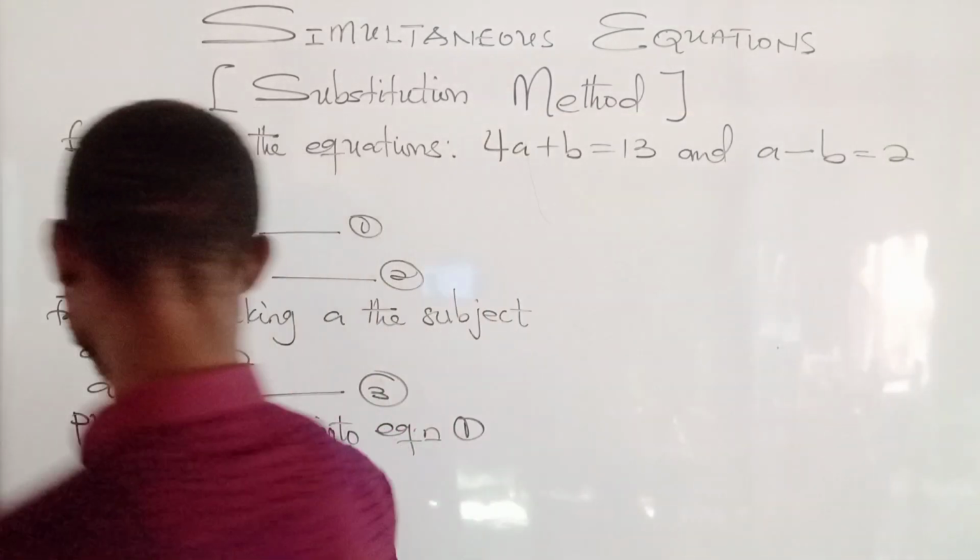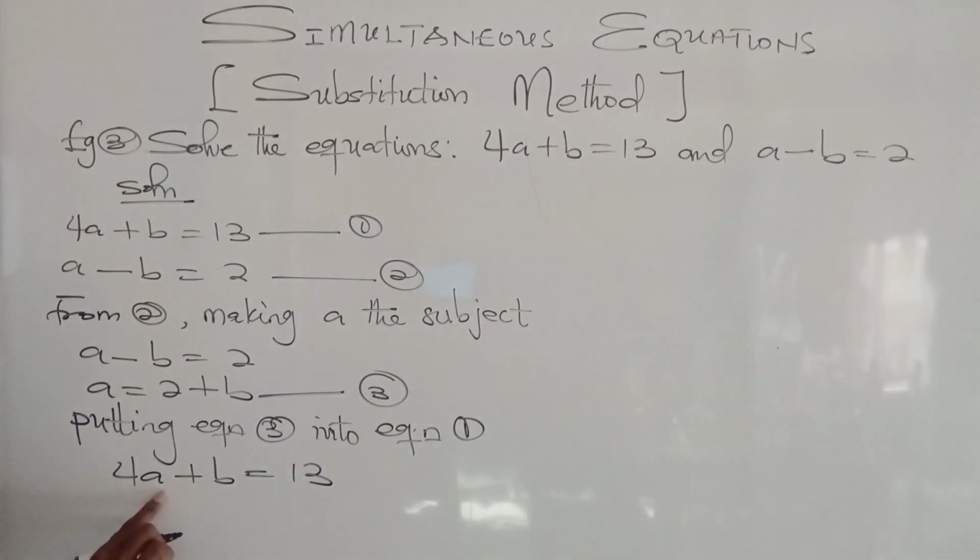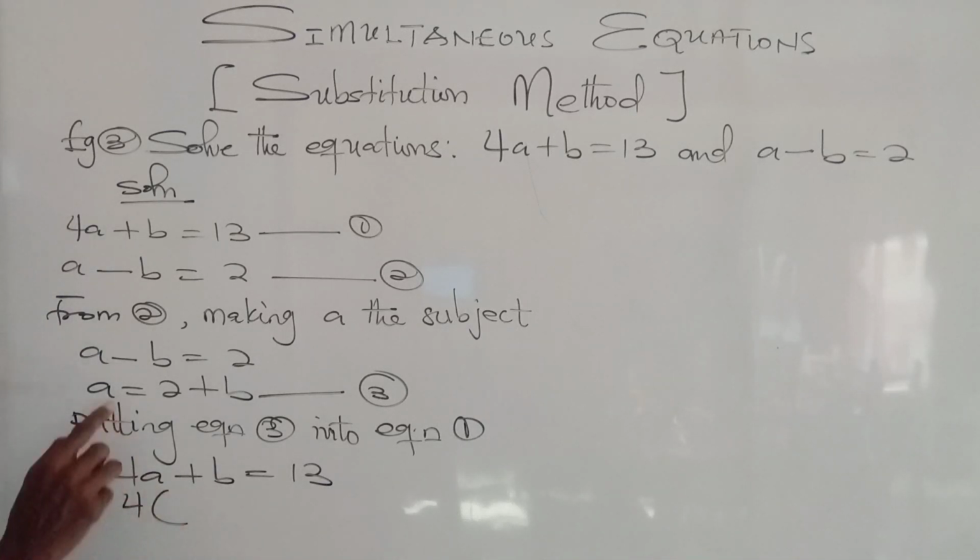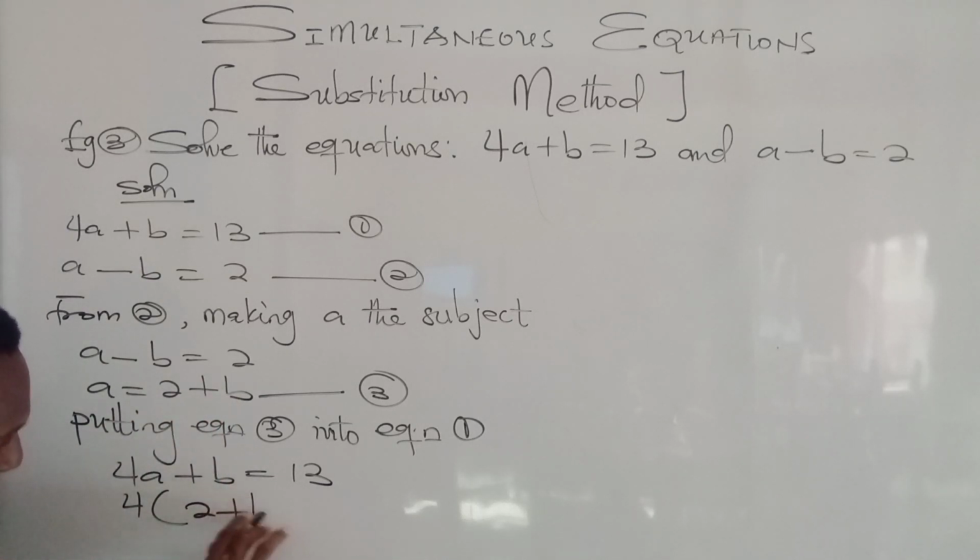So let's go ahead and do that. I have 4A. The 4 is multiplying the A, so I'll write my 4, then I'll bring a bracket. The bracket shows that they are multiplying, because this 4 and the A are multiplying. Whatever value of A that you put there, the 4 will have to multiply it. That's why you bring the bracket, so that it shows that the 4 multiplies the value of A that you put there. The value of A is 2 plus B, so I'm going to put my 2 plus B there.